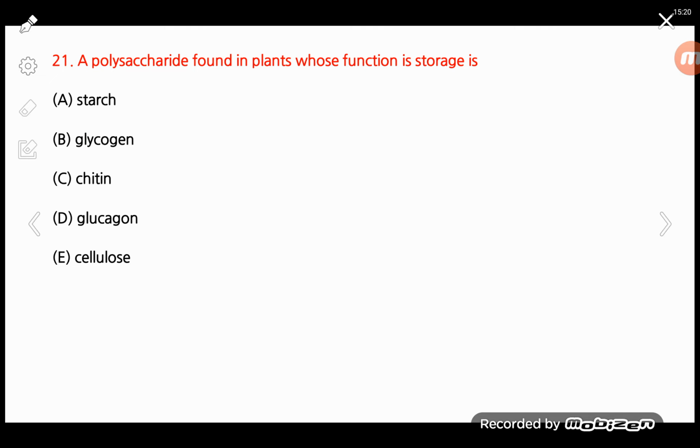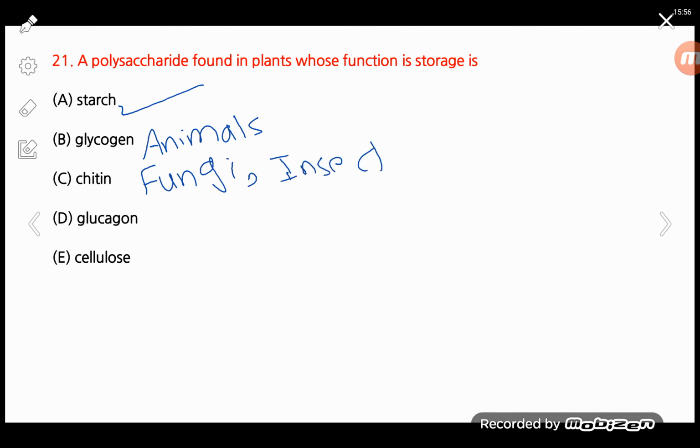A polysaccharide found in plants whose function is storage. Guys, the polysaccharide that's found in plants is starch. Okay, glycogen is found in animals, or we can say they are found in humans. Chitin, yes, it's a polysaccharide, but as we mentioned before, it's found in fungi, and also in insects.